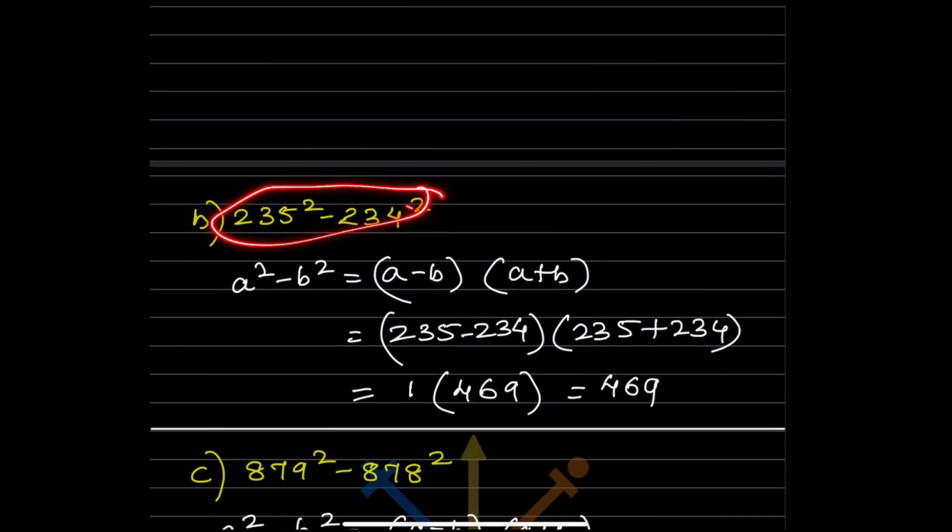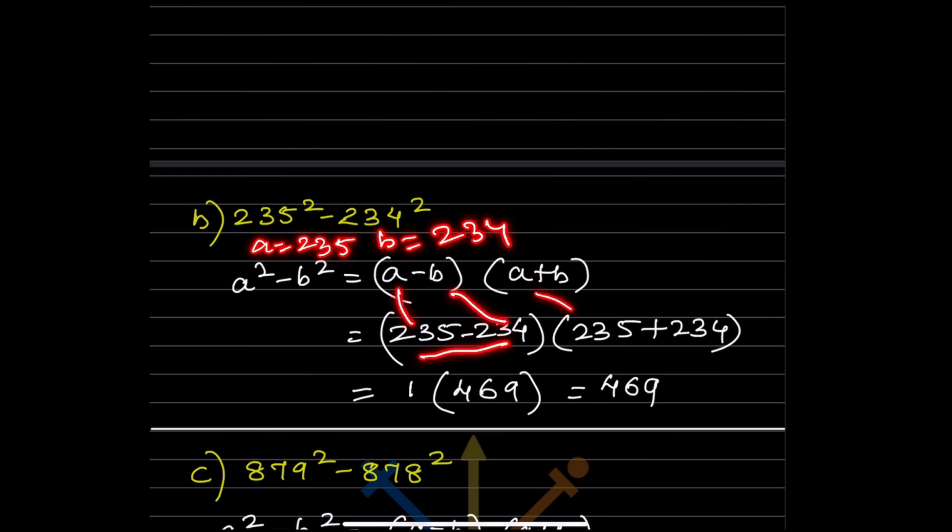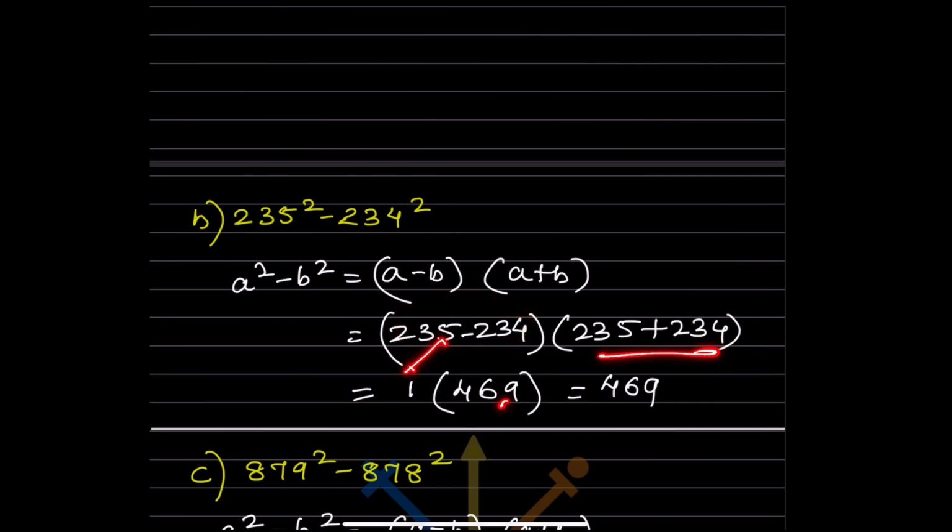Same over here, we'll use the same formula. So here a is 235 and b is 234. So we'll put the values over here. When you subtract, this is going to be 1. When you add, this is going to be 469. So 1 into 469, that is 469.